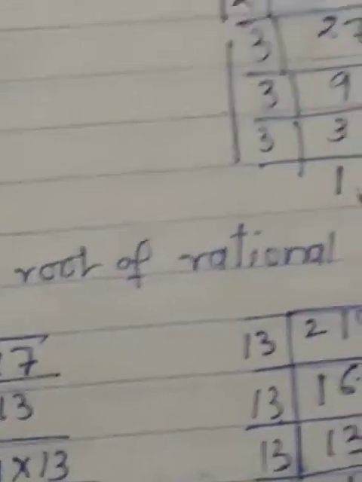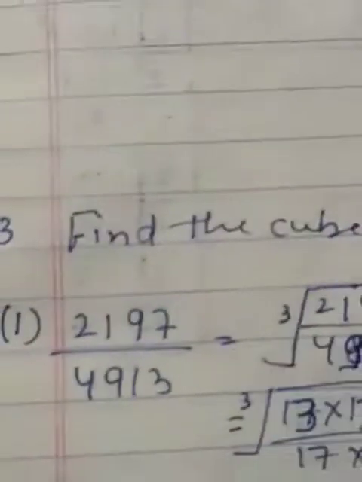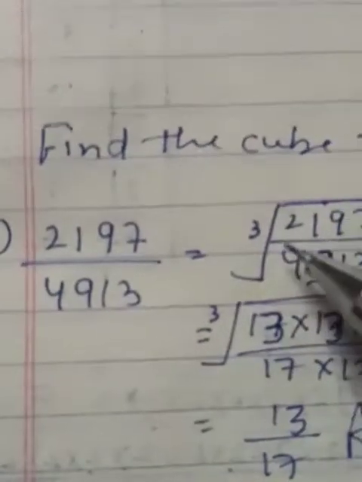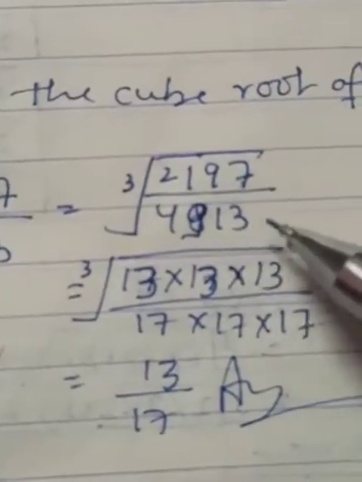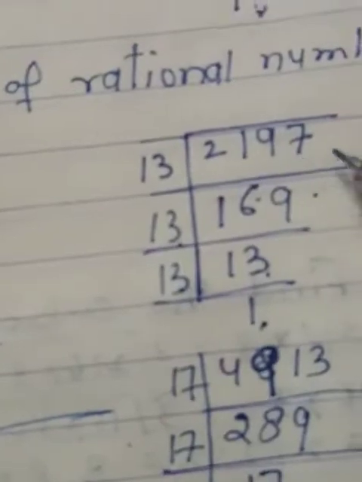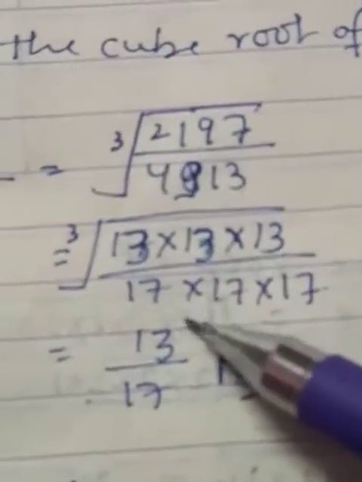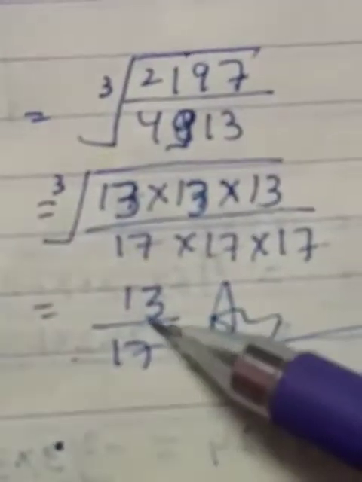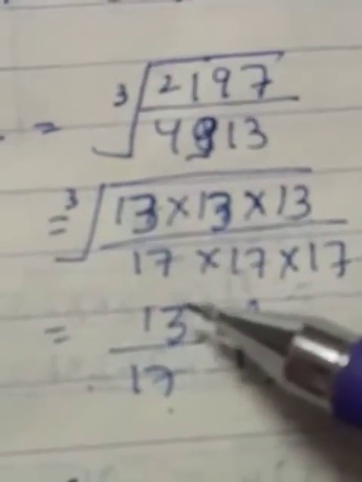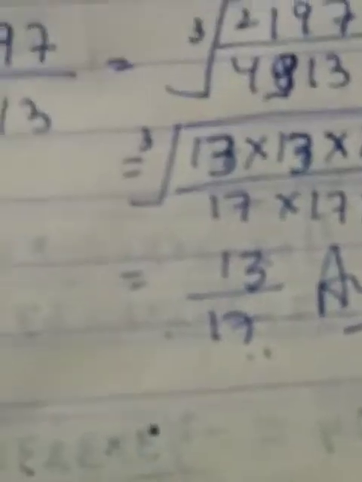Question number 3. Find the cube root of the rational number 2197 upon 4913. Here we write cube root of 2197 upon 4913. Taking the LCM, 2197 divided by 13 is 169, again divided by 13, 13, divided by 13, 1. Next, 4913 divided by 17 is 289, divided by 17, 17, divided by 17, 1. Now we write 13 into 13 into 13 upon 17 into 17 into 17. 13 one time, 17 one time. Therefore the cube root of the given number is 13 upon 17.